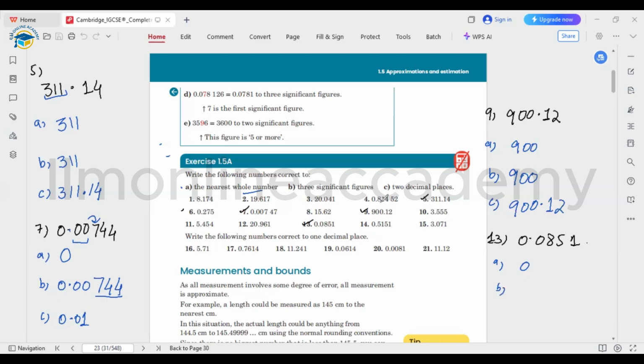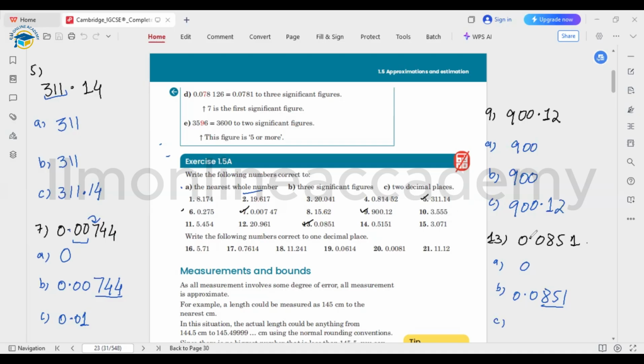Next, part (b)(i) is three significant figures. With three significant figures, the 0s at the start are not significant. So only the three numbers they give will all be significant. So 0.0851, these are the three significant figures, so you will be writing them all.